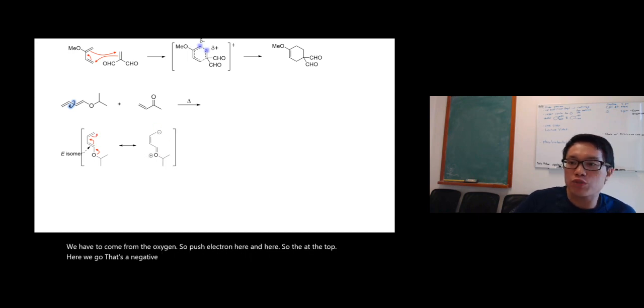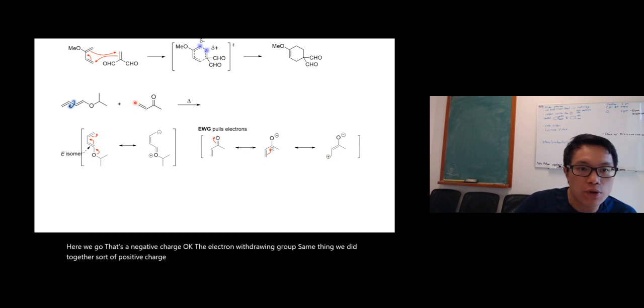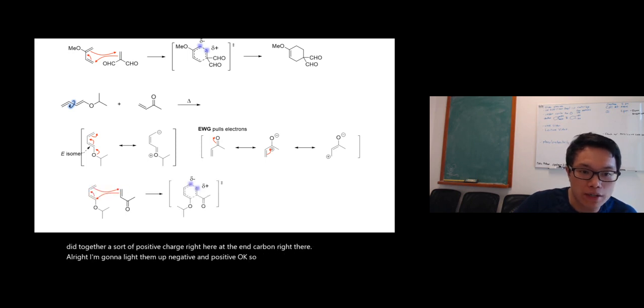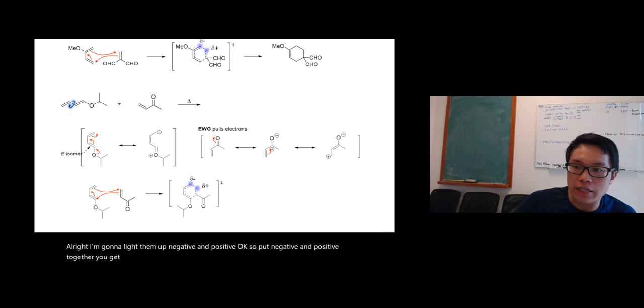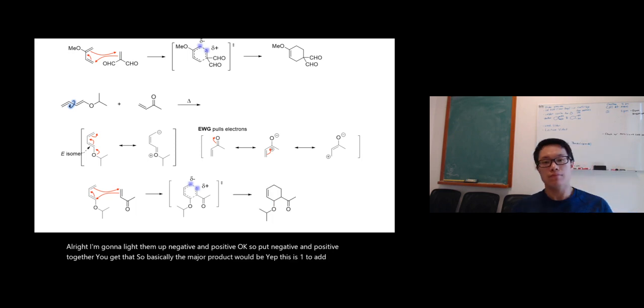Okay, the electron withdrawing group, same thing we did together. So the positive charge is right here at the end carbon. All right, I'm going to line them up, negative and positive. Okay, so put negative and positive together, you get that. So basically the major product would be, yep, this is the 1,2 adduct.